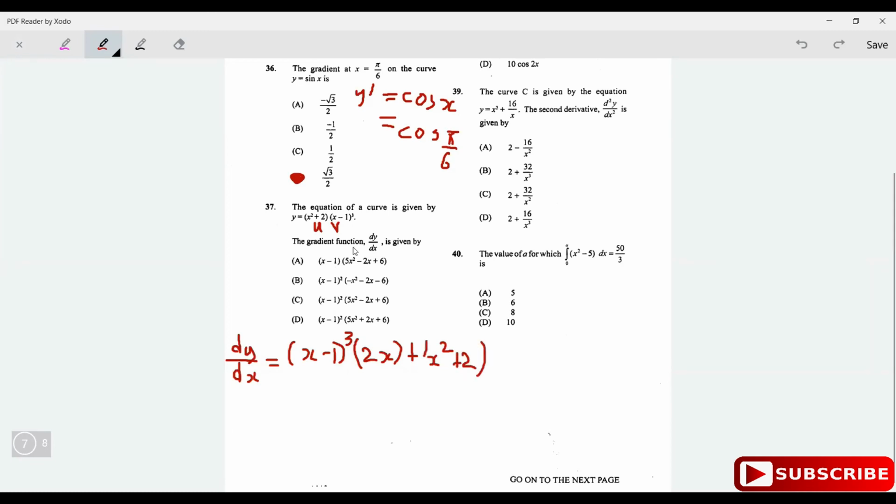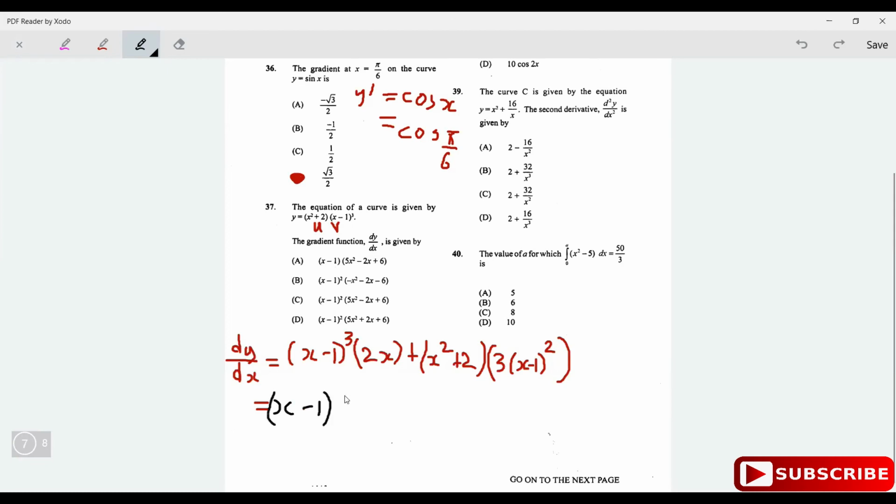That's your u times your dv. Your dv in this case is going to be carried down the power, subtract 1 from the power. So dv is going to be 3 times (x minus 1) squared. Now, what do you notice? We notice that they have a common factor of (x minus 1) squared. So we can factor out (x minus 1) squared.